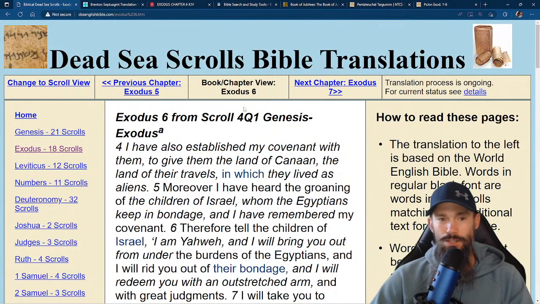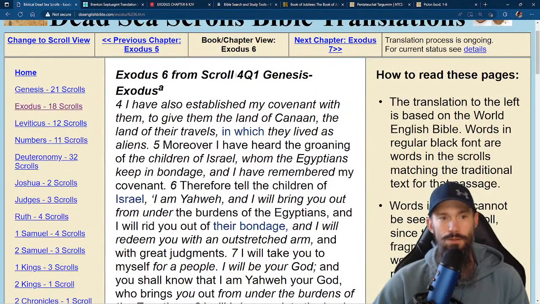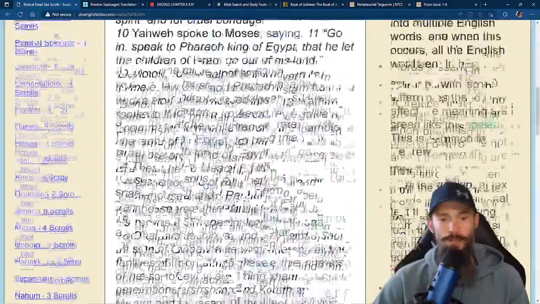But we're going to continue on Exodus. This is the Dead Sea Scrolls translation of different fragments for anybody that's new. Different scroll fragments.